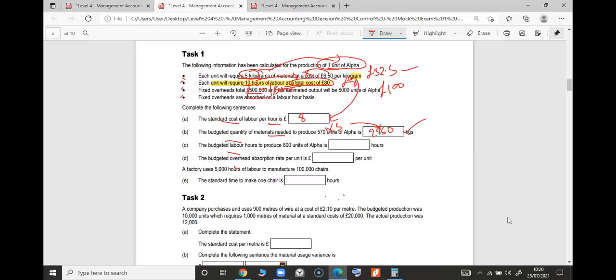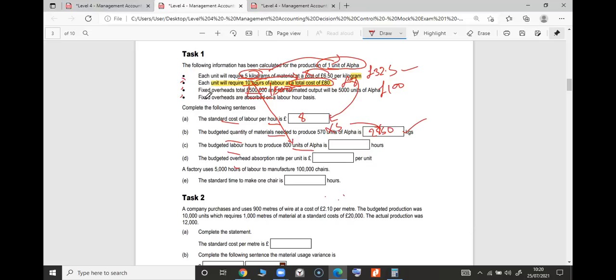Number C, the budgeted labor hours to produce 800 units. What is the budgeted labor hours for each unit? Is that 6,400? 8,000? I'm getting some mixed answers. 80,000? Okay. How do you get 6,400? Those of you who got it.